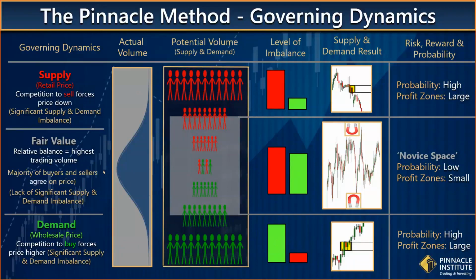Fair value, which is where the majority of market speculators, traders, buyers and sellers, where the majority of people agree to buy and sell, is always pulling price back to the middle. So it's this constant push-pull concept, right? Any questions on this?